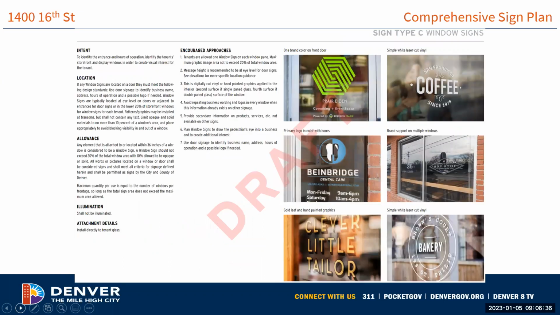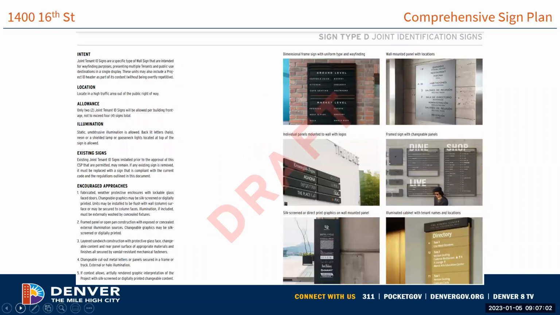So here we have window and door signs, which are proposed in C, purple in the package. Window signage is typically located at eye level on doors adjacent to entrances or in the lower 20% of the storefront windows. Maximum graphic image area shall not exceed 20% of the total window area, with 10% allowed to be opaque or solid, and no illumination is proposed. And then here we have the joint tenant ID wall signs, which two are allowed per building frontage. They are proposed as D in the package in blue and are located near main entrances to the building on each elevation.